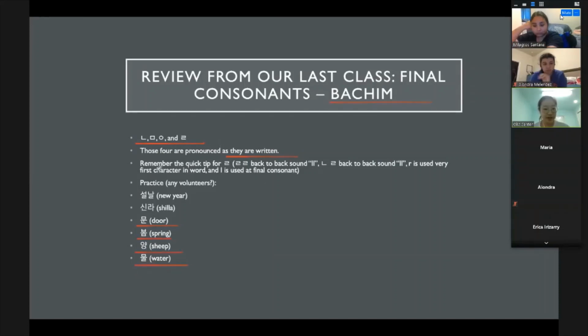And also remember the quick tip for liur when it's back to back. So whenever you have liur, oh, I don't have an example for that right now, but whenever I remember, I will let you know. Oh, I actually remember now. Okay, so this one. I just came up with the example.